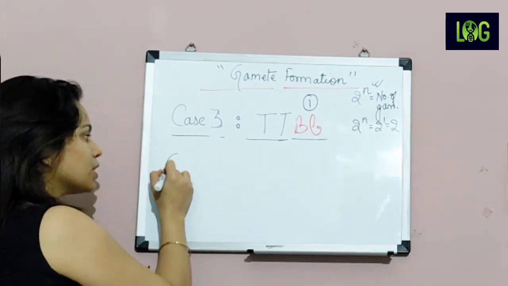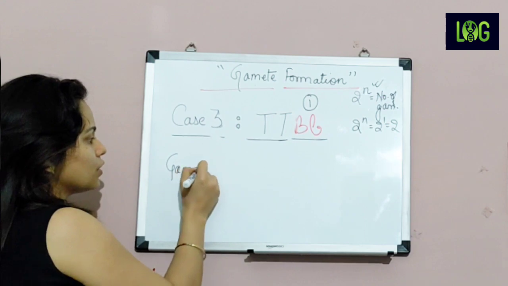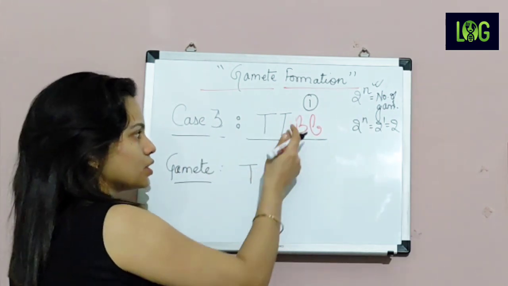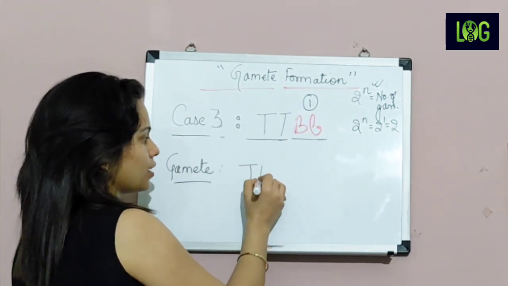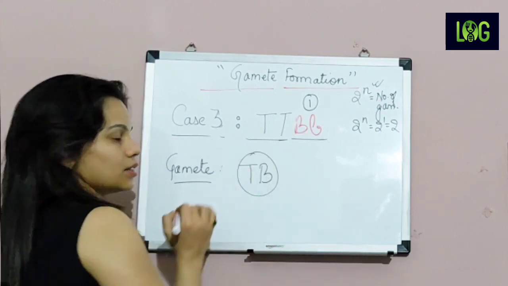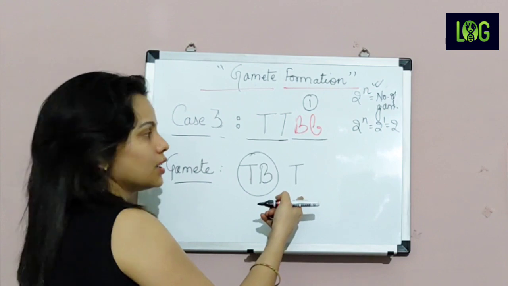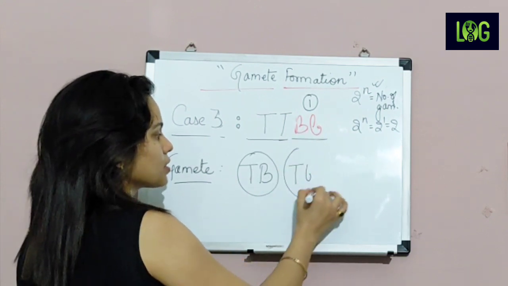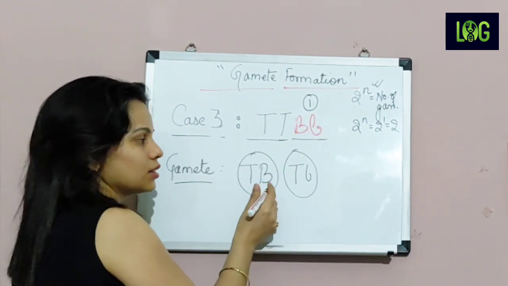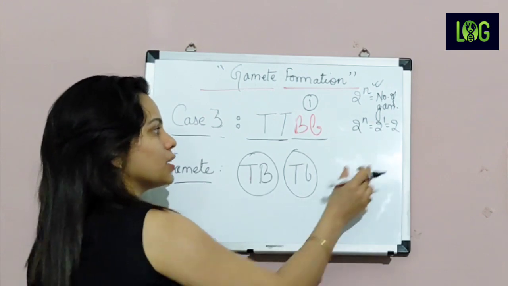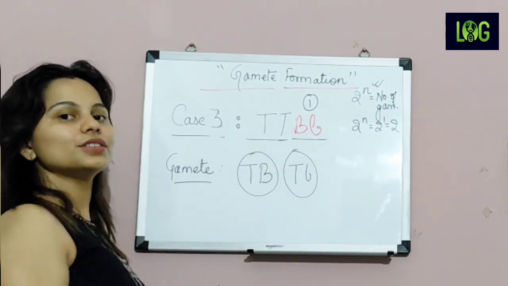And when we form the gamete, we will take capital T from here and one of the capital B from there. This is one gamete. Again, we can consider capital T and small b from here because capital B we have already taken. So these are the 2 forms of gametes for this case number 3.